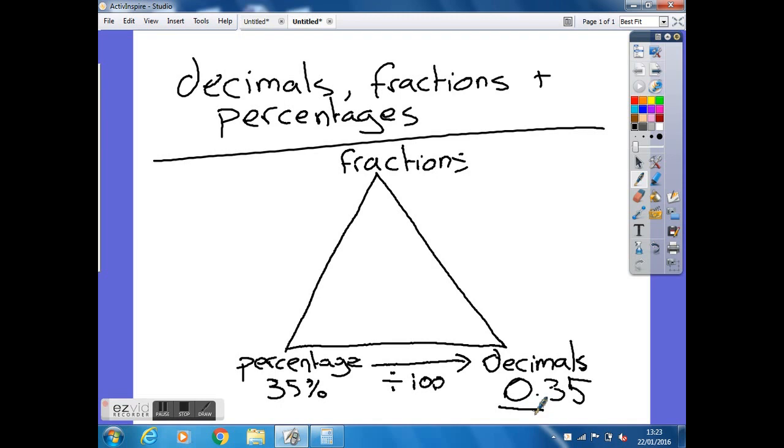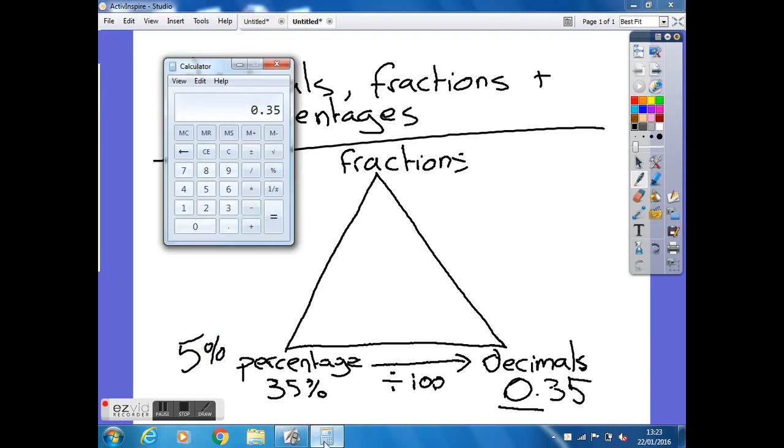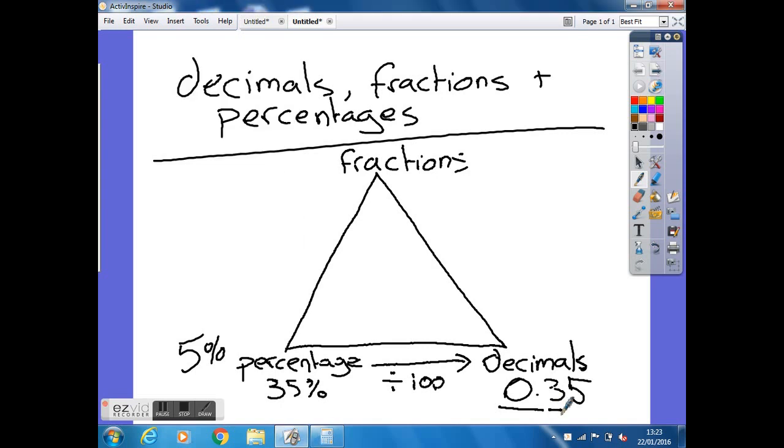You might, if you're converting something, say 5%, if you're converting 5% into a decimal, and you divide it by 100, you'd end up with 0.05. So, sometimes after the point, you will still have a naught. It's nothing to get concerned about. As long as that number, your percentage, is below 10, you'll always have a naught after the decimal point. And that's it. That's how you can convert between a percentage and a decimal.